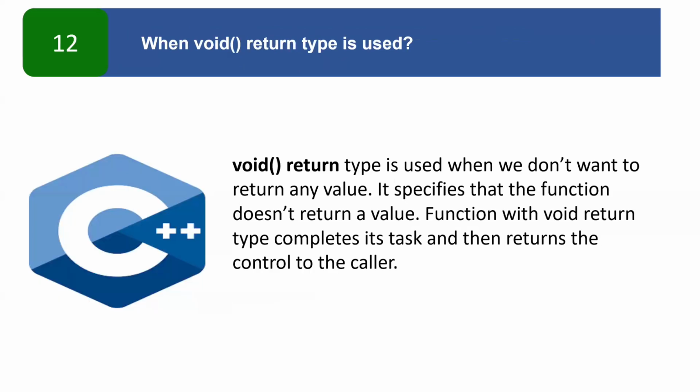Question number 12. When is the void return type used? Void return type is used when we do not want to return any value from the function. It specifies that the function does not return a value. A function with void return type completes its task and then returns control to the caller.